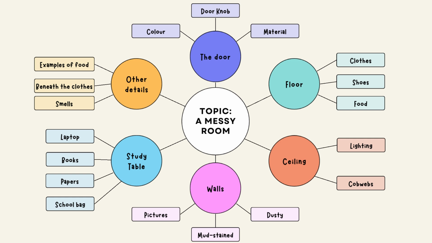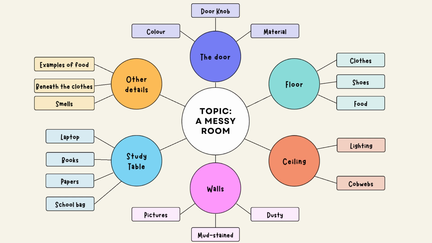So now we can describe the door with its color, the doorknob, and also the material of the door. Inside the room, if you see the floor, there may be clothes, maybe shoes lying around, and also food. The ceiling, you can describe the lighting, as well as if there are cobwebs made by spiders. The walls can include pictures, whether they are dusty or mud stained.